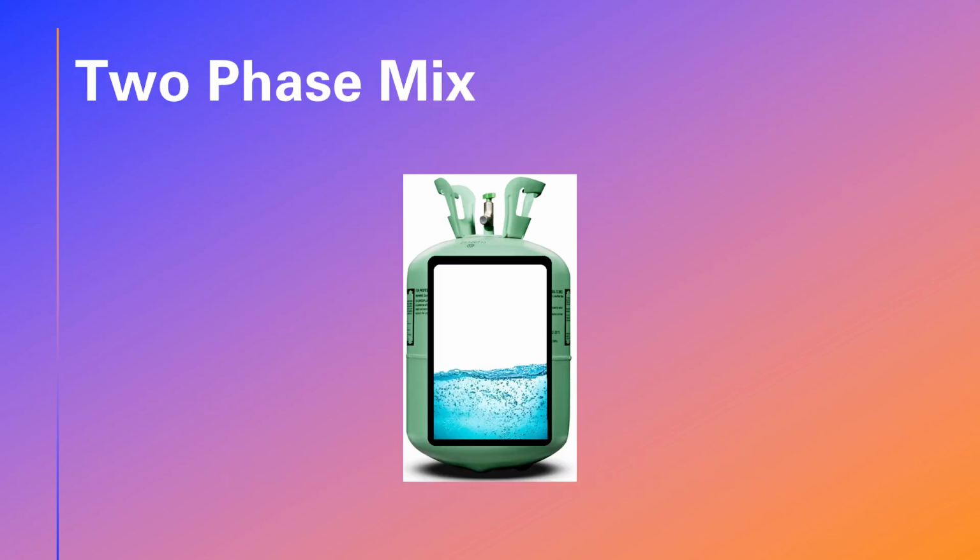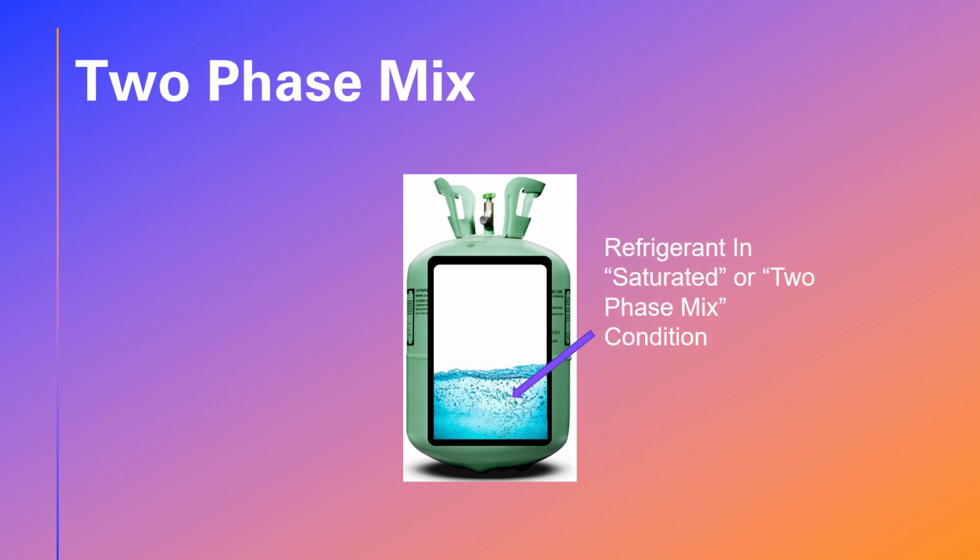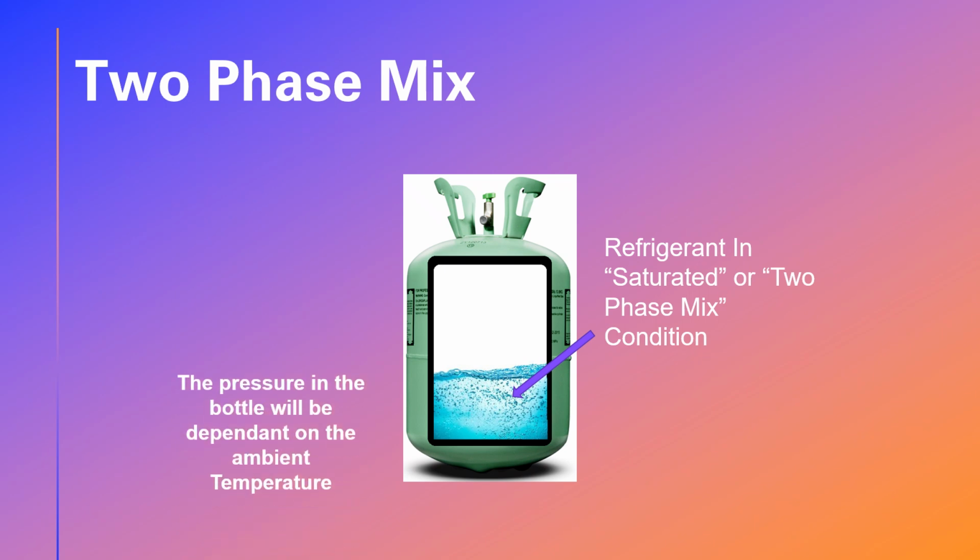So we can take a peek inside the bottle, and you can see here we have refrigerant in a saturated or two-phase mixed condition. Now notice that there's liquid in there, and there has to be liquid there for it to be correct. In other words, you can't do the same with an empty bottle. And the pressure in the bottle will be dependent on the ambient temperature.